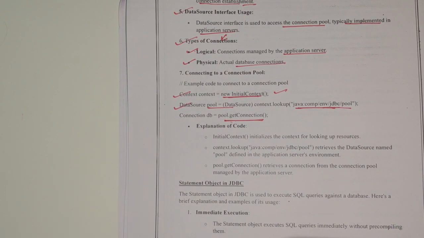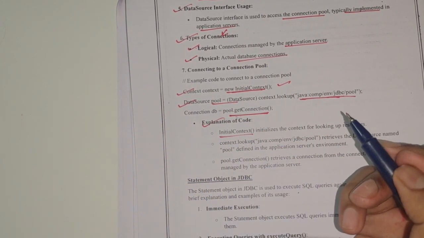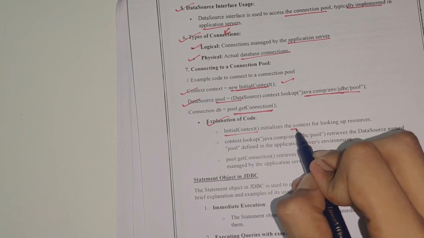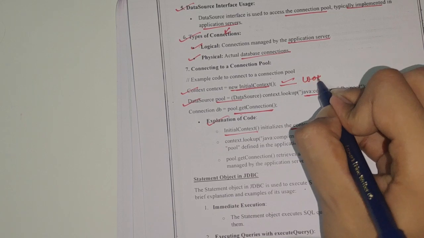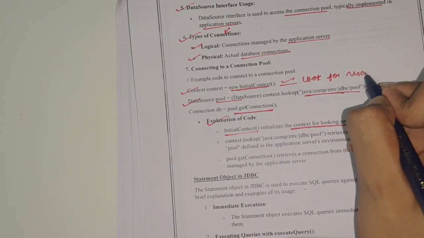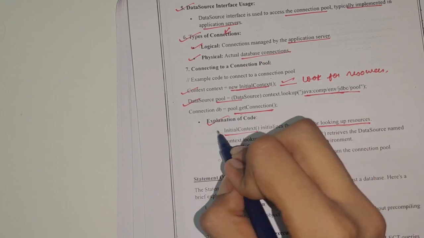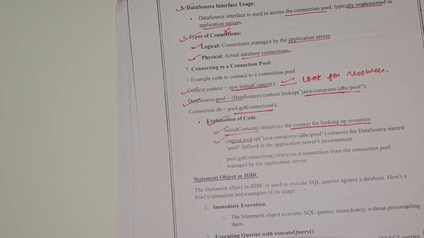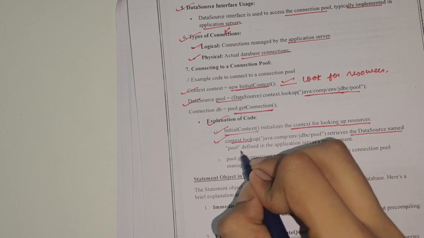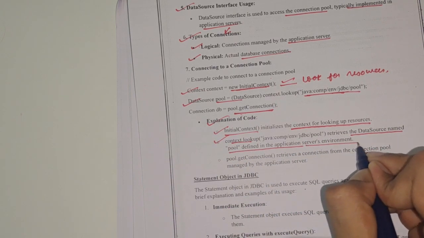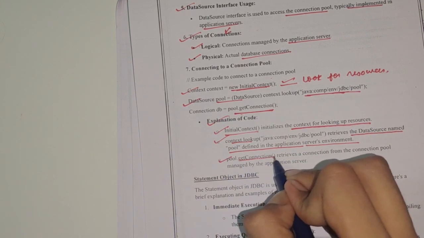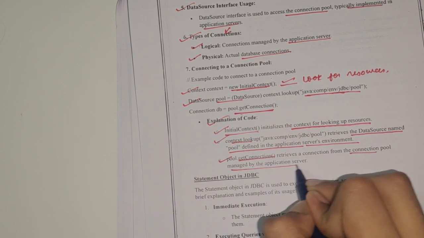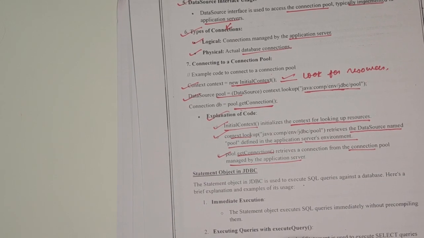What is the explanation of the code now? First we have the initial context. What is this initial context? It initializes the context for looking up resources. That means this will help me to look for resources. Next is context.lookup. It will retrieve the data source named pool defined in the application server environment. Basically it will help you to retrieve the data. Then pool.getConnection will help me to establish a connection which will be managed by the application server.